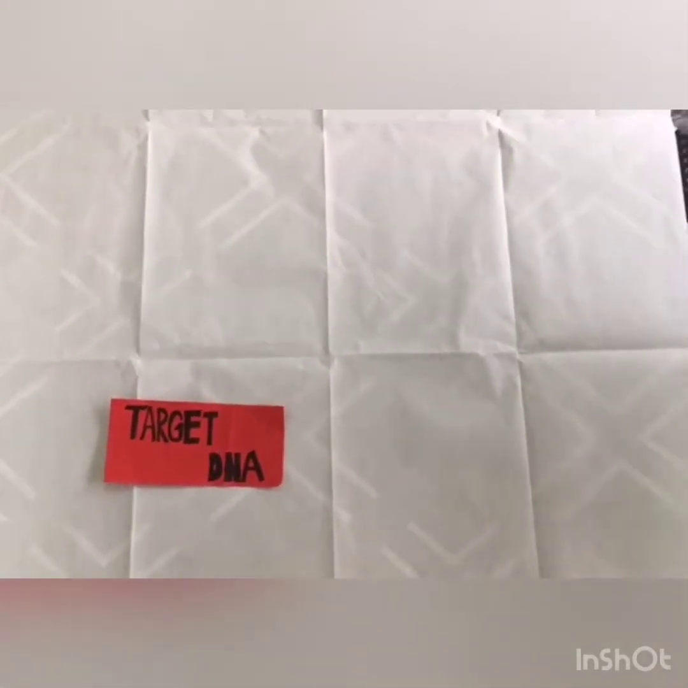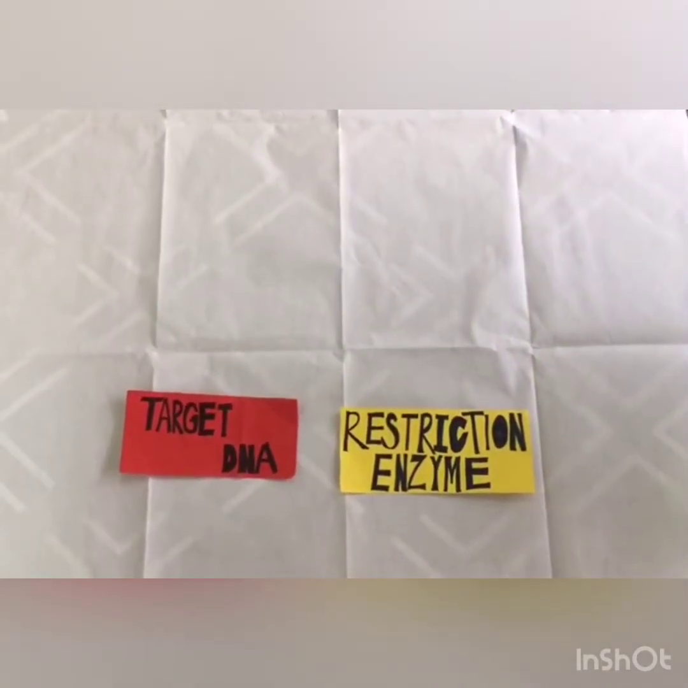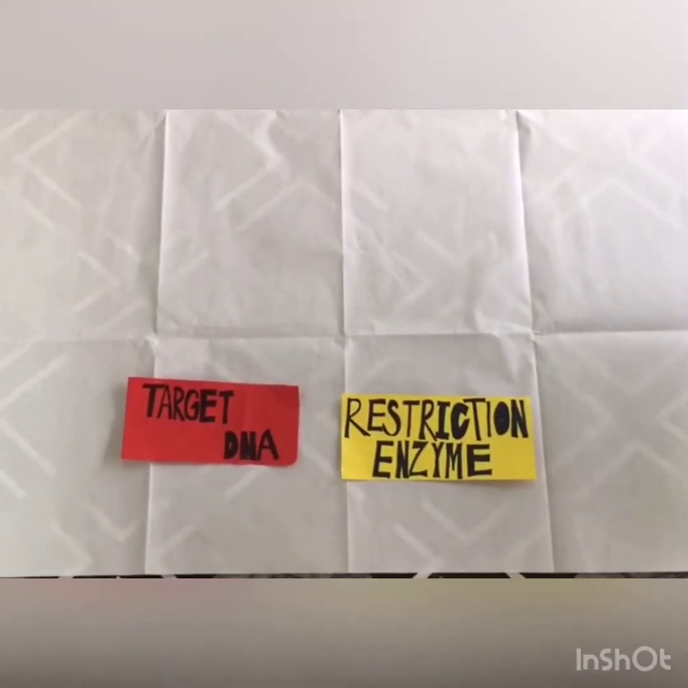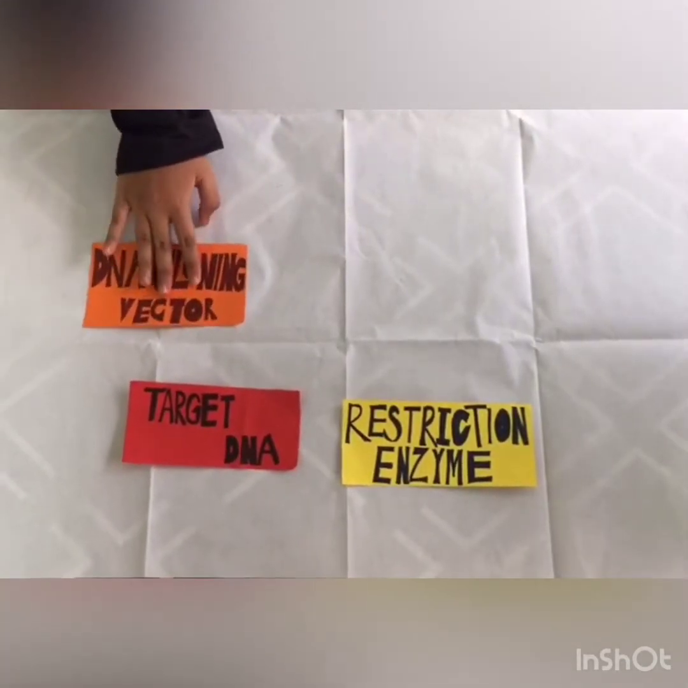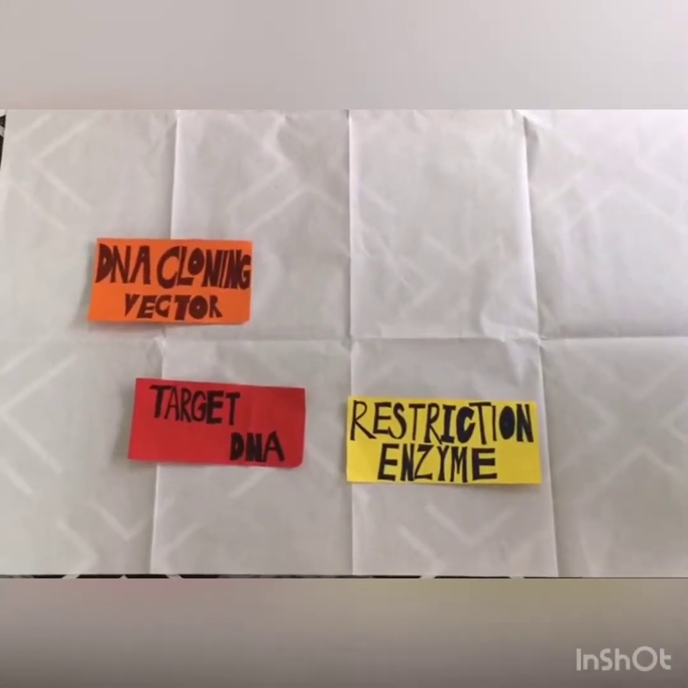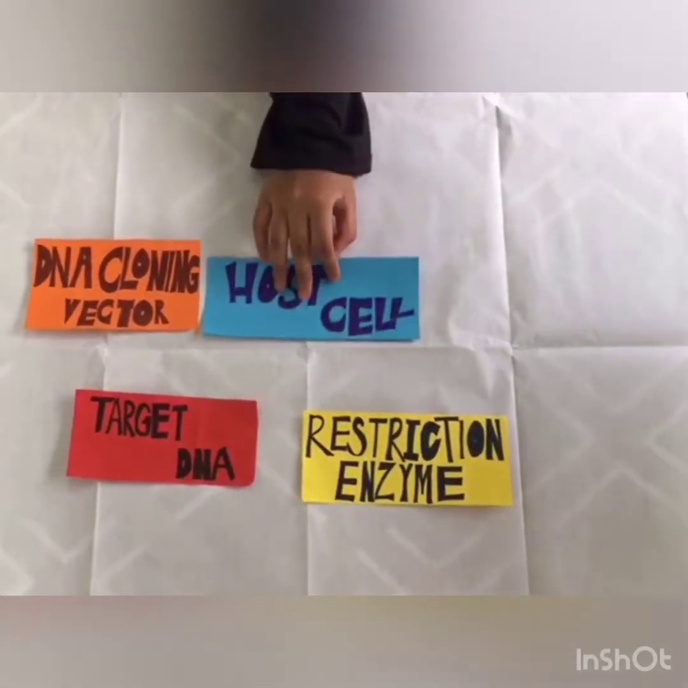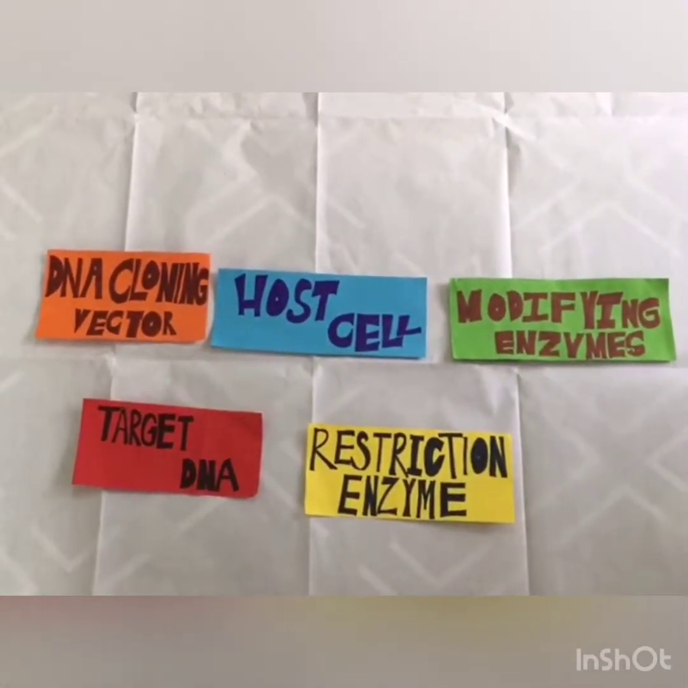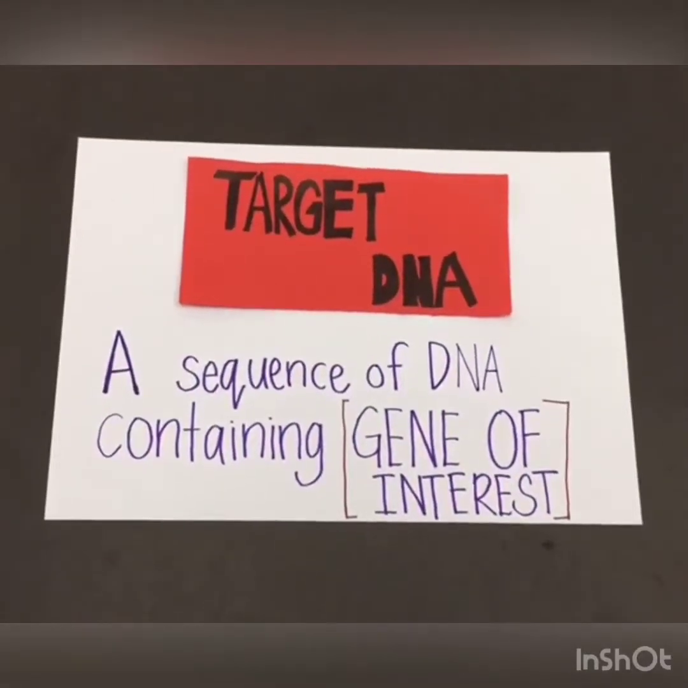Second, restriction enzyme, which produces 2 types of cuts, which is sticky end and blunt end. And the examples of restriction enzyme are EcoRI, SmaI, and BamHI. Third, DNA cloning vector. The examples of it are plasmid, bacteriophage, cosmid, and YAC. Fourth is host cell, which has unique characteristics. And last one is modifying enzymes, which has examples DNA ligase and Taq polymerase. So these are the 5 tools in gene cloning.